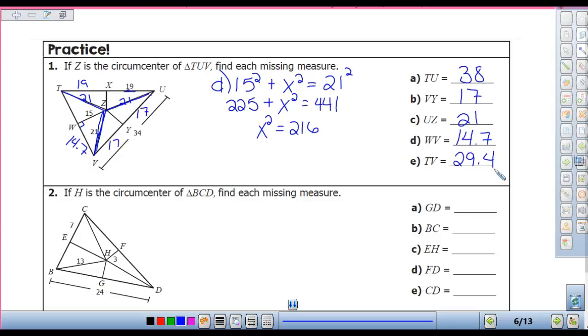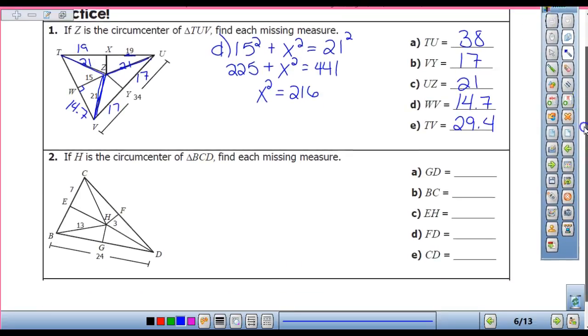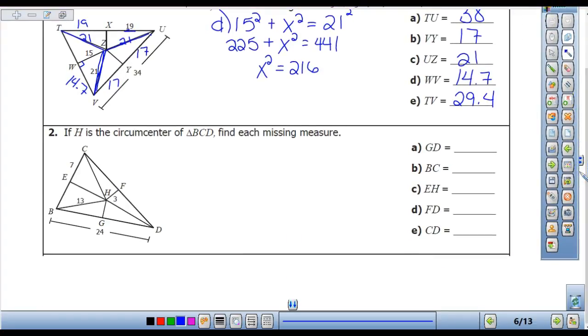All right, so if we look at number 2, they want GB. Oh, no, GB is this guy right here. GD is going to be half of that 24, so that's 12, because we have perpendicular bisectors. BC is 14, because we've got 7 and 7, which gives us 14.